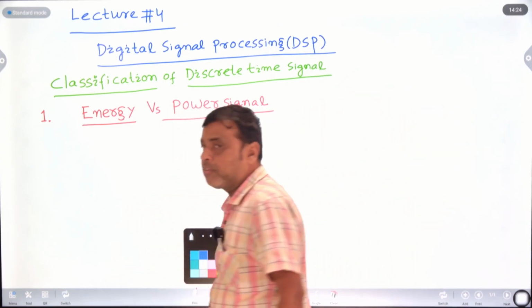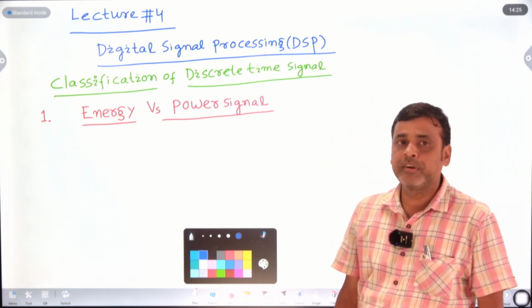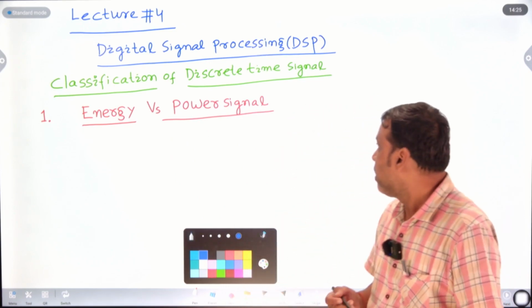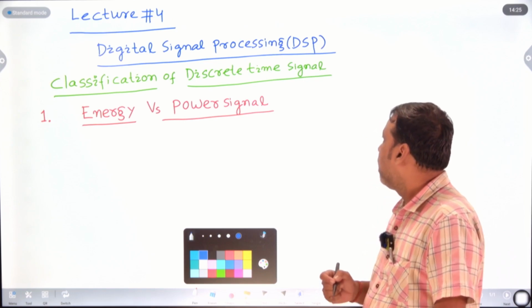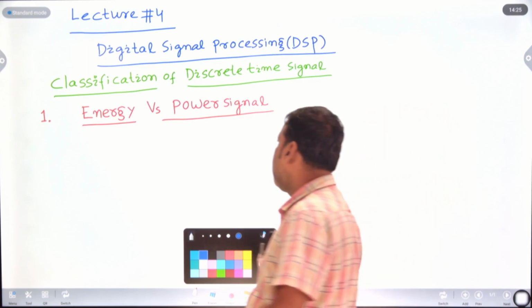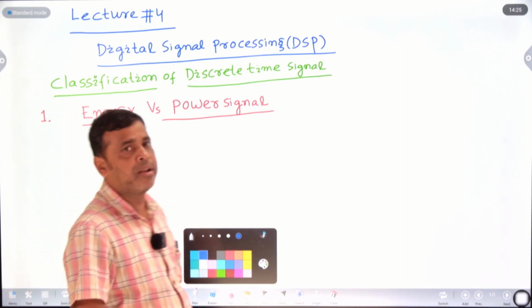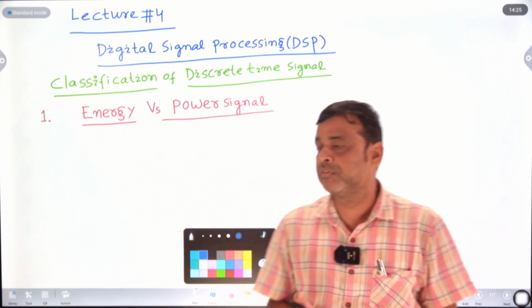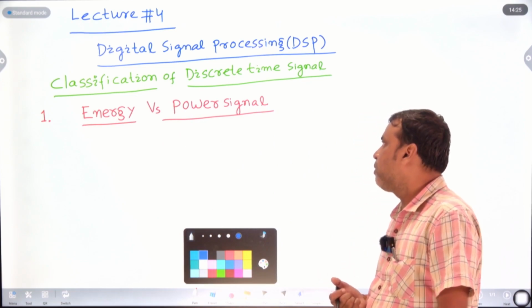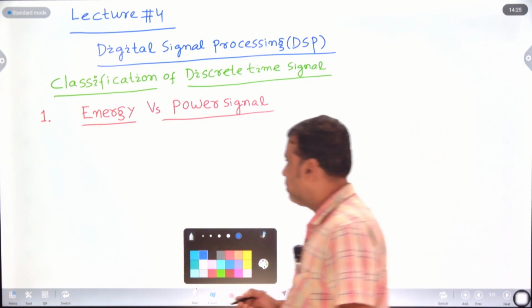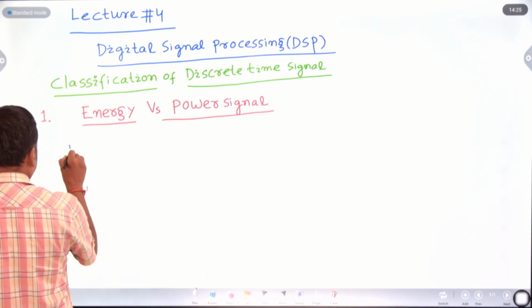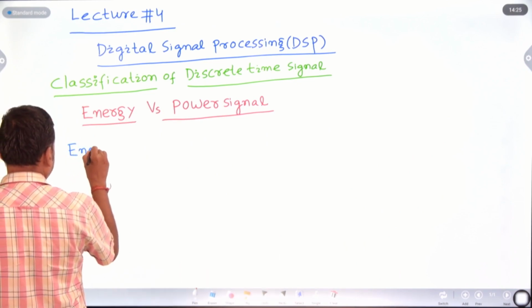Today we will discuss the classification of discrete time signals. As far as classification is concerned, we will follow energy and power signals. This is very, very important as far as signals and systems and digital signal processing are concerned. What is an energy signal and what is a power signal? What do you mean by energy? Energy signal.